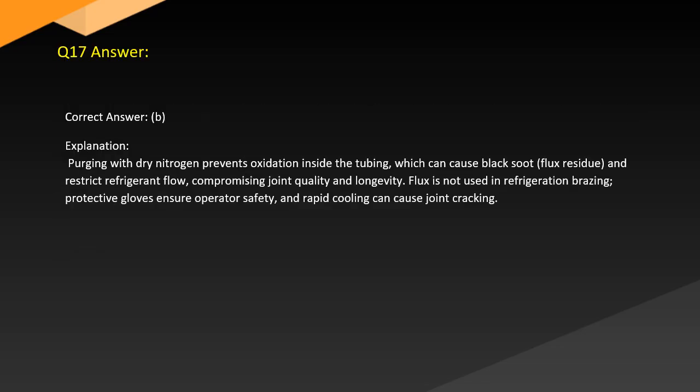Answer. Correct answer, B. Explanation. Purging with dry nitrogen prevents oxidation inside the tubing, which can cause black soot, flux residue, and restrict refrigerant flow, compromising joint quality and longevity. Flux is not used in refrigeration brazing. Protective gloves ensure operator safety, and rapid cooling can cause joint cracking.